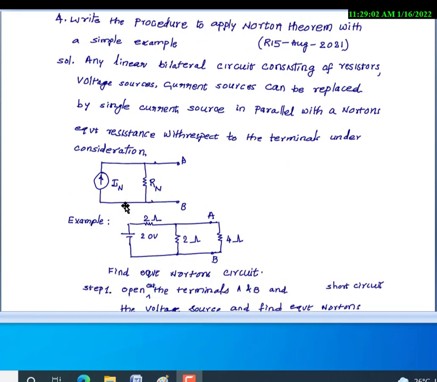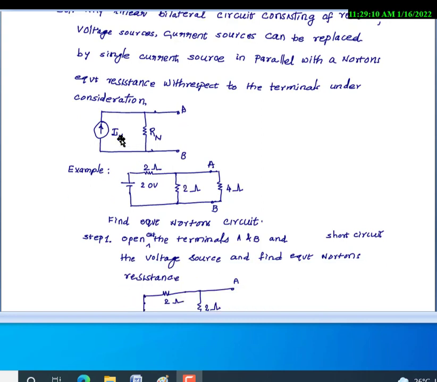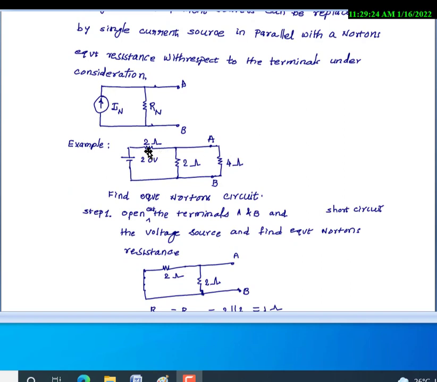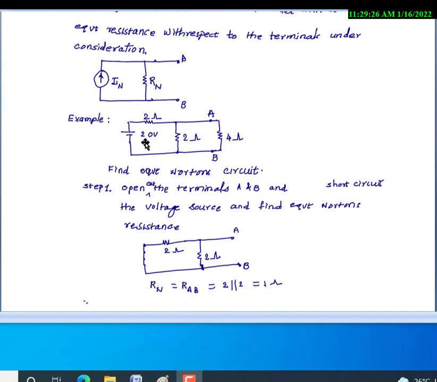So that is, if we have a complex circuit, that whole thing can be replaced, with respect to the terminals under consideration, with a current source called IN, and in parallel with that we represent a resistor called the Norton's resistor, that is also equal to the Thevenin's resistance. So let us take an example.